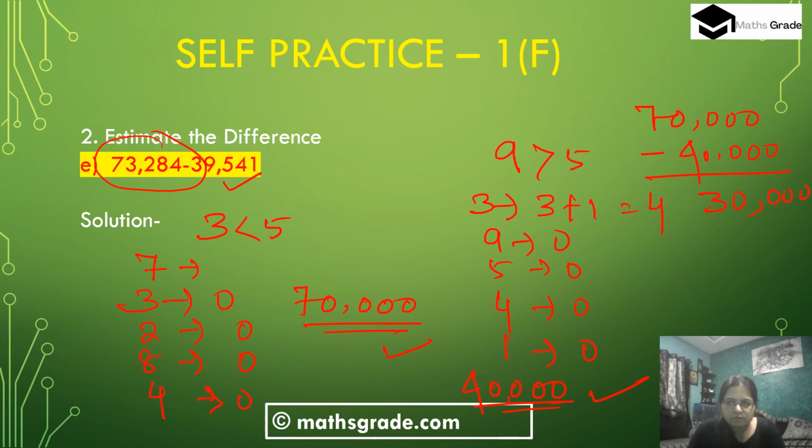30,000. And 30,000 is the answer. So estimating the difference of 73,284 minus 39,541 is 30,000. This is the answer. 30,000 is the answer.